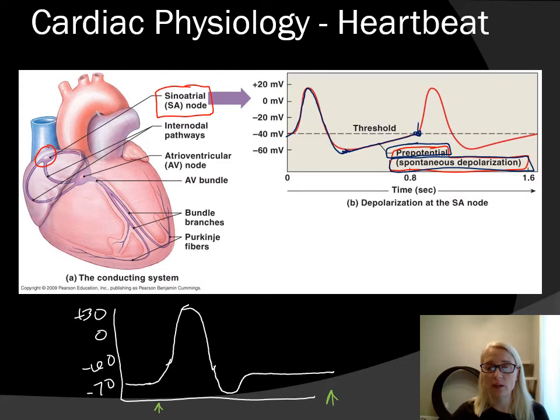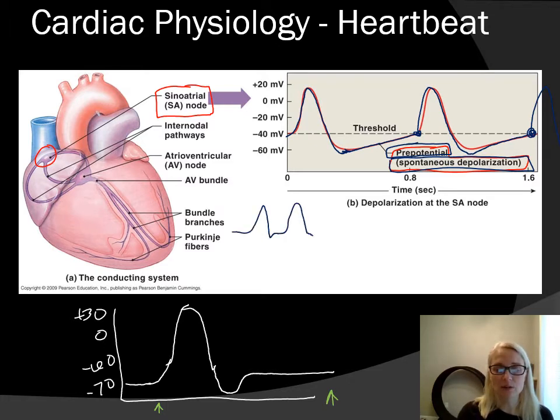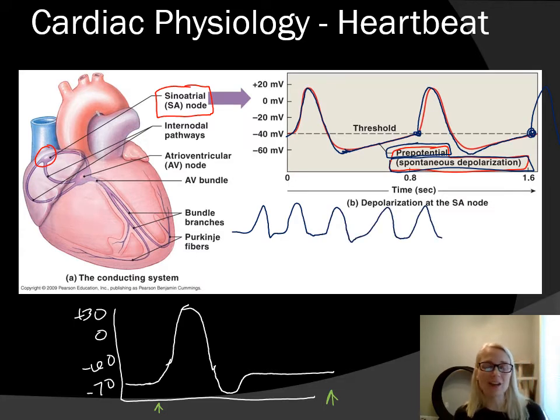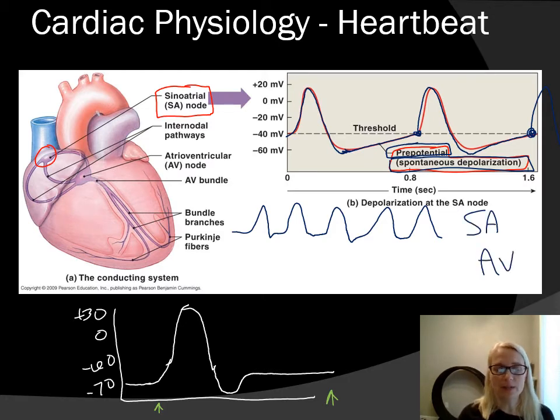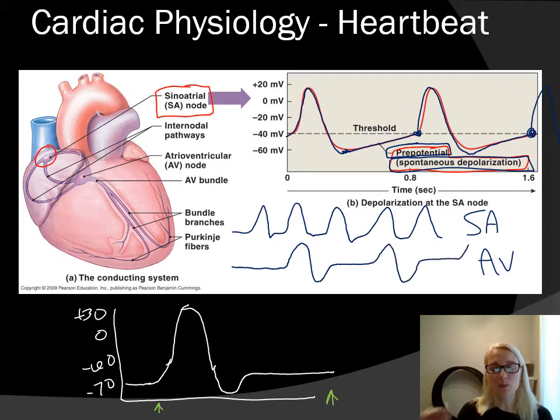Voltage gated channels open, close, back to rest, but I can't maintain rest, so I leak up, and then I hit threshold, and then I'm going to do it again, and so forth and so on, and that sets the pacemaker cells. The reason the SA node is the pacemaker is because it does this spontaneous depolarization faster than any other part of the heart. So if this is my SA node and my AV node is below it, the AV node is more like this. It does the same thing, but its pace is slower.